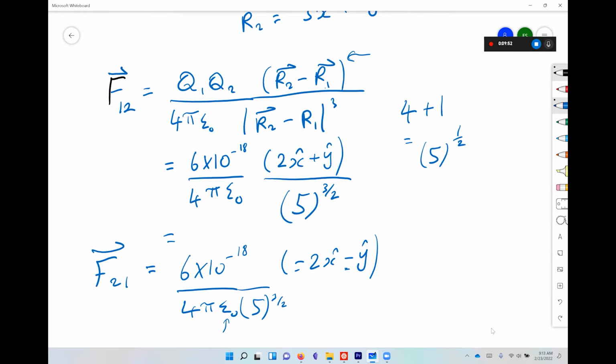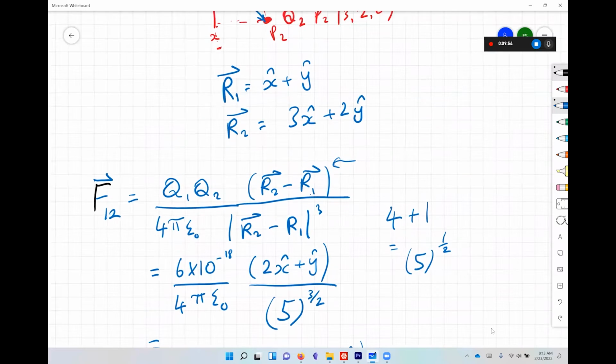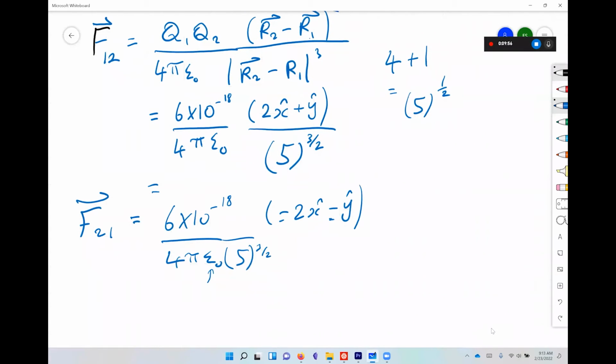Notice, is it the same vector? Yeah, take the minus out. It should be the same vector, the same direction, but opposite. So if I take the minus out, we're going to have a minus sign here, right? And it's going to be 2x plus y. So yeah, it makes sense. Everything makes sense. Notice it's the same vector here, but one is saddled with a negative sign. So one of the forces is opposite to the other.